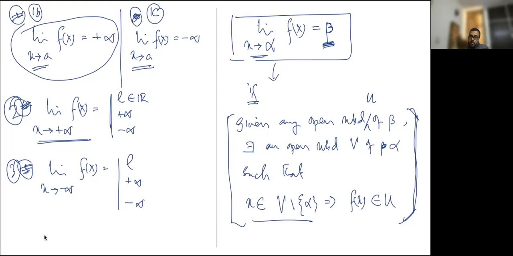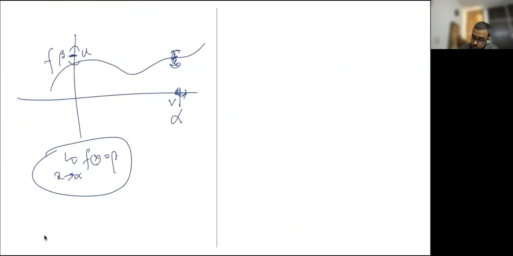Only thing that would change is depending on whether this alpha and beta, they are real or extended real, the description of the neighborhood would change. So here 1b saying, so let's look at 1b. What would be the definition of this?